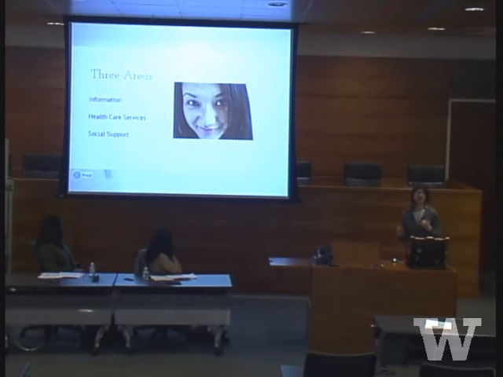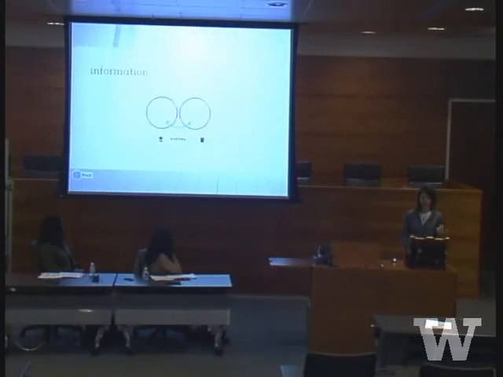adolescents need access, and they need access in 3 key areas. They need access to information, they need access to health care services, so reproductive health services broadly, and they need access to social support to have full sexual and reproductive health. So let's talk first about information and U.S. policy in particular and how that impacts access to information.